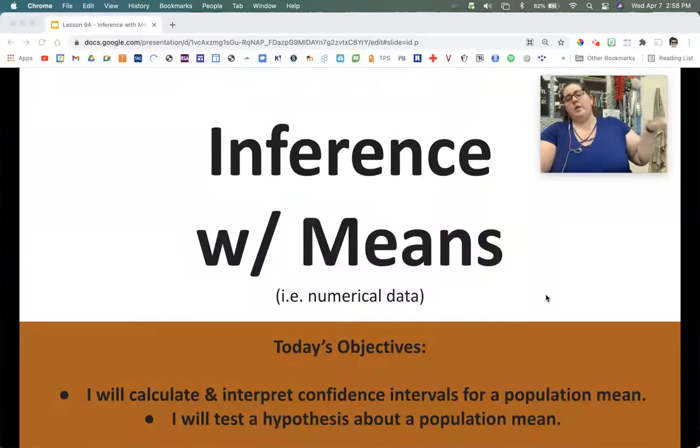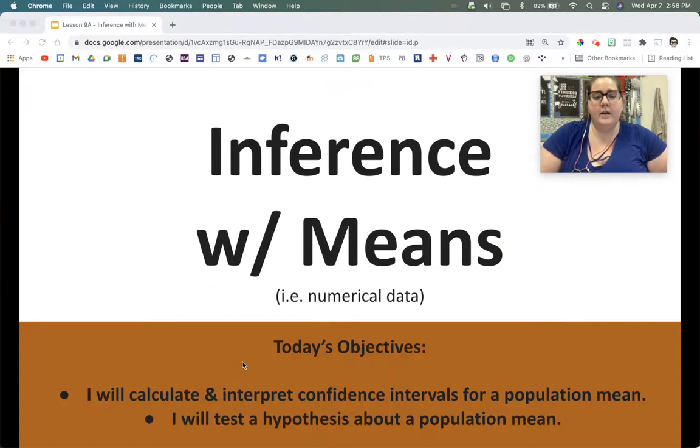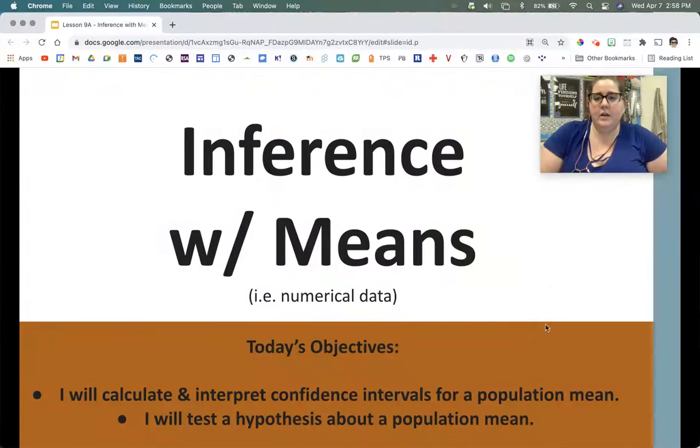So last unit was all about categorical data. So we were talking about proportions of things. So now we're going to move into numerical data. So we're going to calculate and interpret confidence intervals for a population mean, and then we're going to test a hypothesis about a population mean.